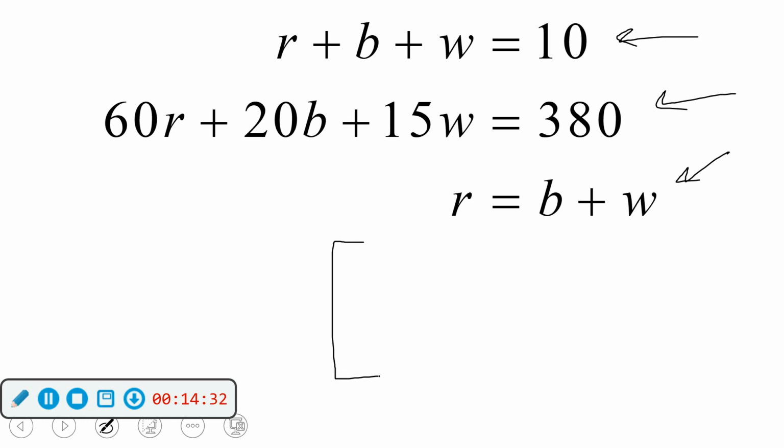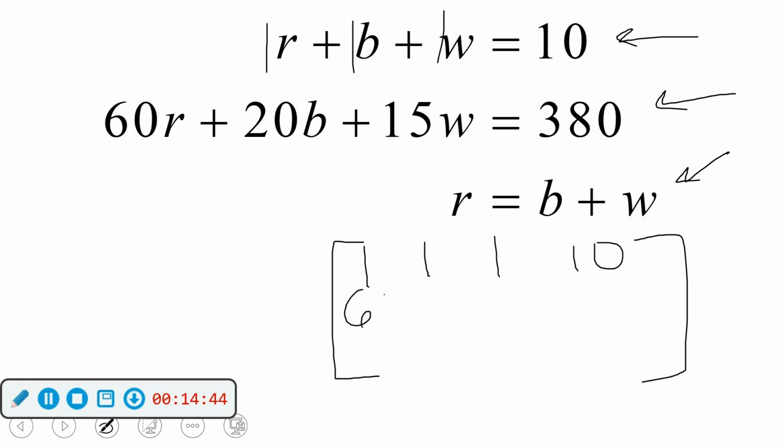Now let's put this into an equation. Okay, so I see R lines up, B lines up, W, and a constant. Remember, the numbers in front are 1s. So 1, 1, 1, and 10. 60, 20, 50, 15, and 380.